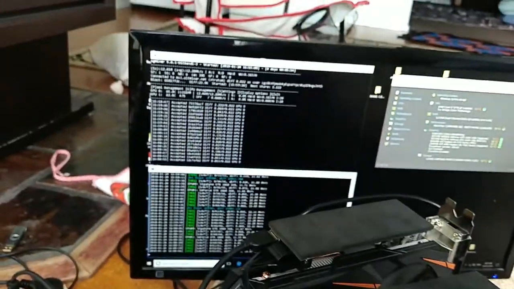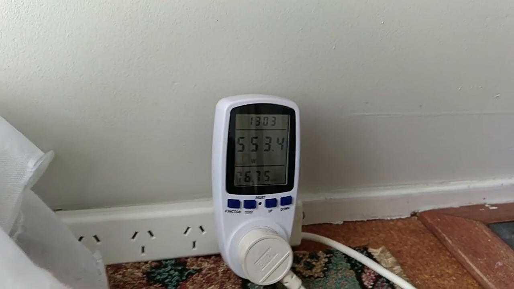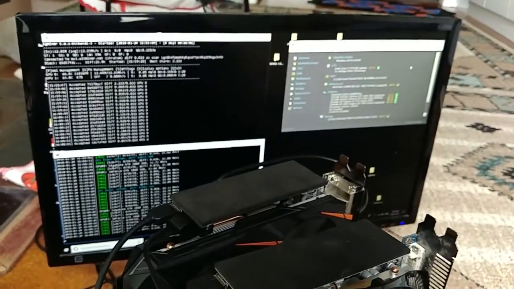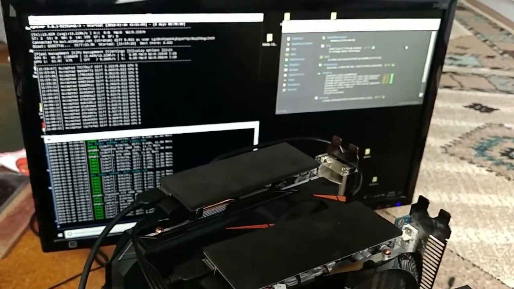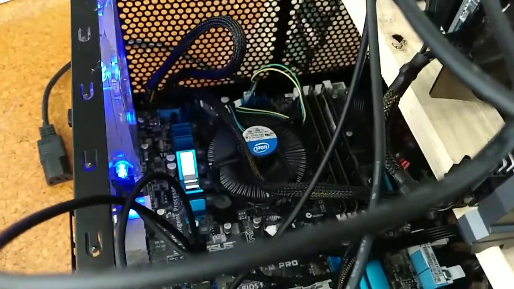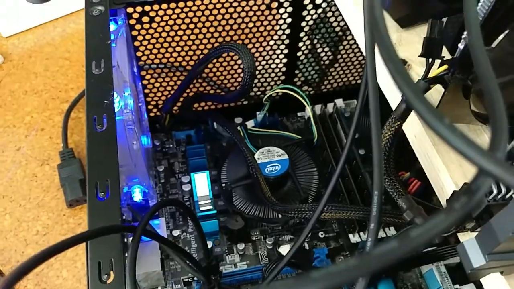My power output to the wall. So, what's that? 550 watts. That's also including the monitor, so if I take the monitor out, it'll obviously be less. But yeah, so I'm also mining the CPU as well. That's a Core i7-3770. I'm mining Electronium with that, using XMRig. I'll just show you now.